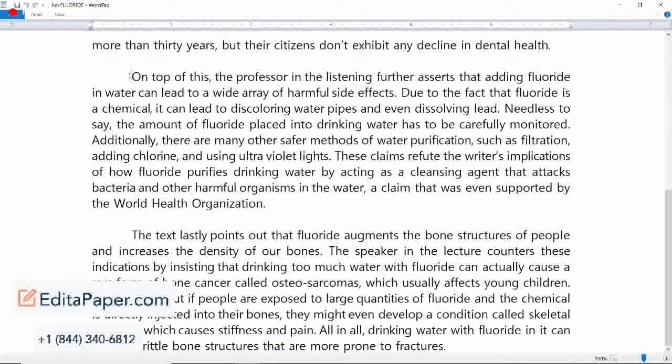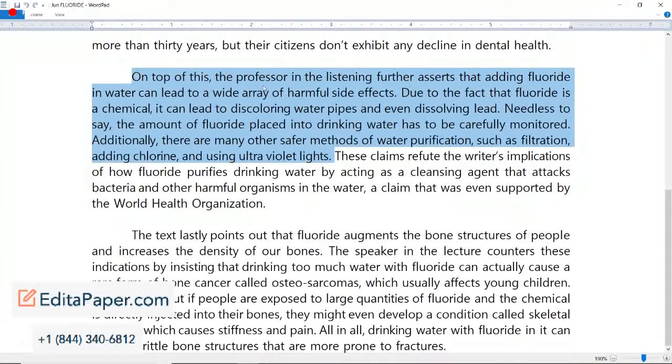All right, moving on to the second body paragraph. On top of this, the professor in the listening further asserts that adding fluoride in water can lead to a wide array of harmful side effects. Due to the fact that fluoride is a chemical, it can lead to discoloring water pipes and even dissolving lead. Needless to say, the amount of fluoride placed into drinking water has to be carefully monitored. Additionally, there are many other safer methods of water purification such as filtration, adding chlorine, and using ultraviolet lights. Okay, so that's the listening's second argument.